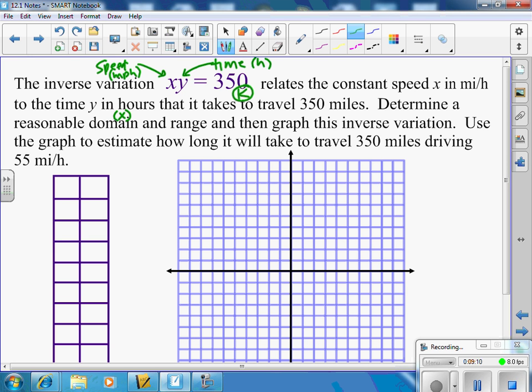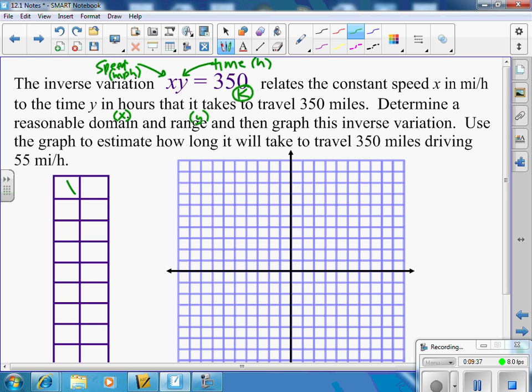So reasonable domain are numbers that make sense for this problem. And then your range is the time in hours, or the y values it takes. So obviously 0 hours isn't going to work. We need some time to end up with going 350 miles. And then we want to graph this inverse variation. Use the graph to estimate how long it will take to travel 350 miles while driving 55 miles per hour.